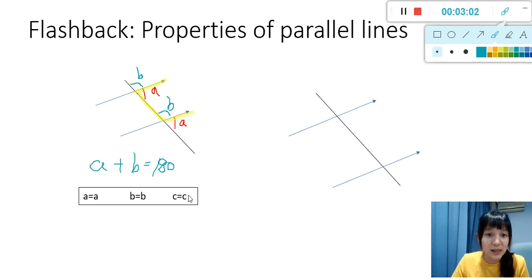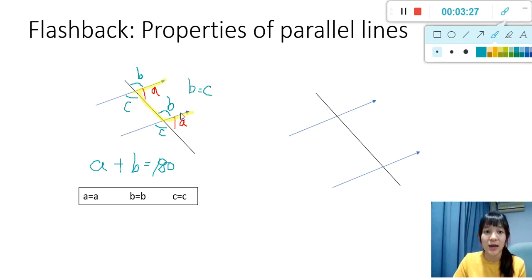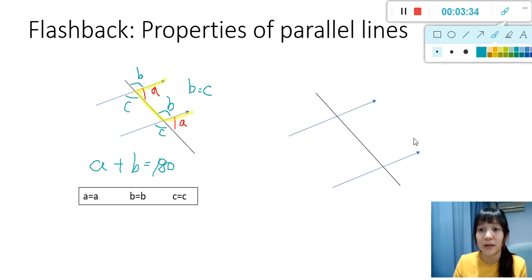So how about C and C? Which part is also C? This part, let's say if this is a C, this angle here is also C. And then from this diagram, you can also know B and C are equal angles. B also equals C. You see the X? These two opposite angles are equal. A and this angle are also equal. Properties of parallel lines.